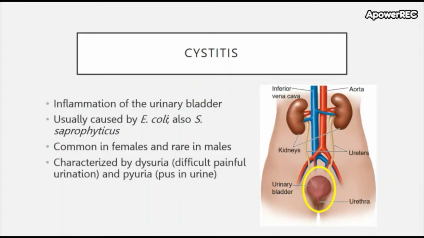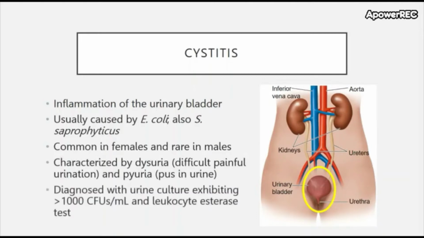The symptoms include dysuria, which means it's difficult to urinate, and pyuria, which is pus in the urine. It's diagnosed with urine culturing that exhibits greater than 1,000 CFUs per milliliter, and a leukocyte esterase test. A leukocyte esterase test is a test for an enzyme that is produced by neutrophils, which are part of your immune system, and that's indicative of your immune system trying to fight an infection.